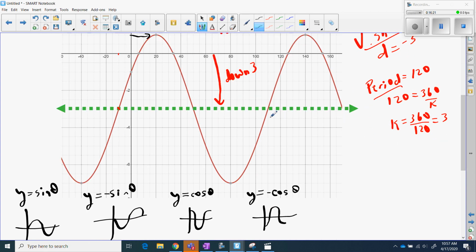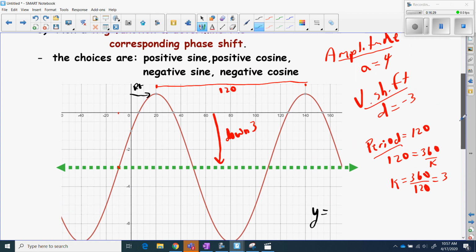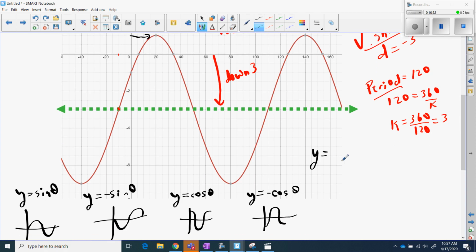So I'm going to go y equals. We said the amplitude was, I forget my numbers now. Amplitude is 4. So y equals 4. We said we went positive cosine. What do you mean by positive cosine? This number in front is positive. Y equals 4 cos, our K value is 3. We said that we would need a phase shift of moving theta to the right 20. And then our vertical shift was down 3. There you go. That would be one correct answer.